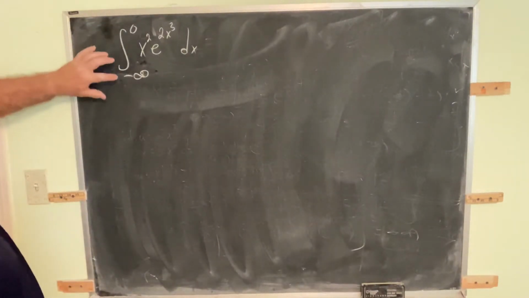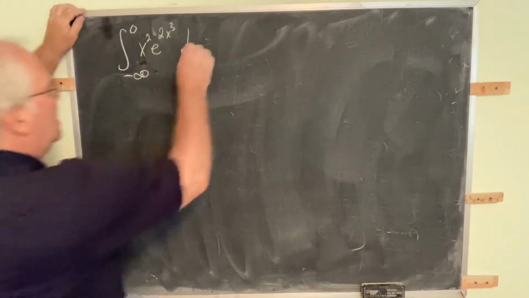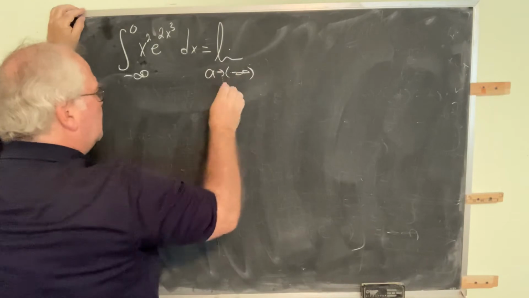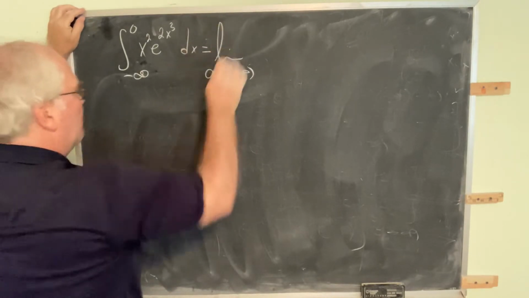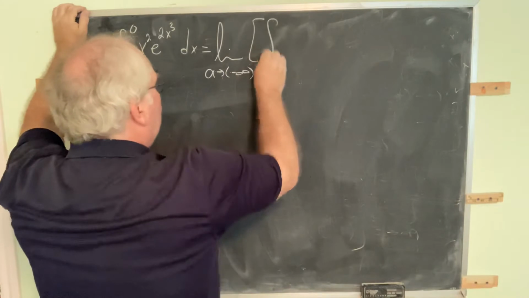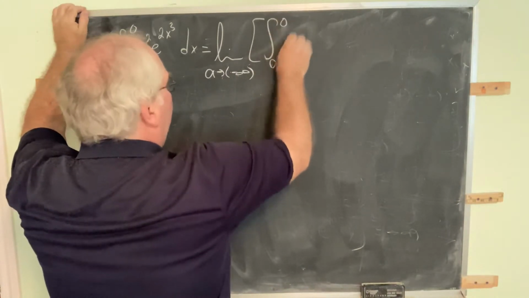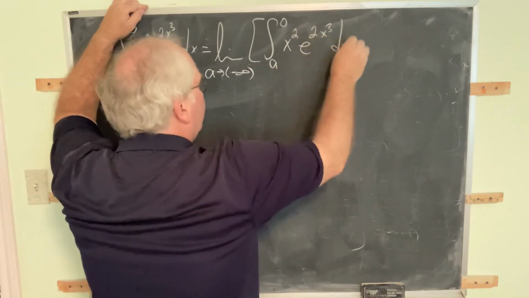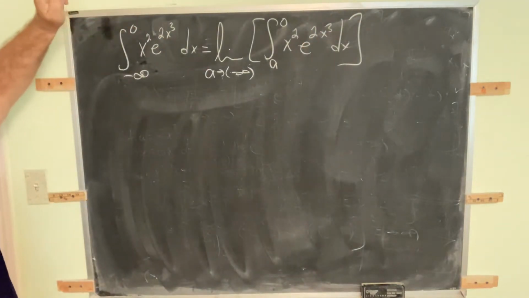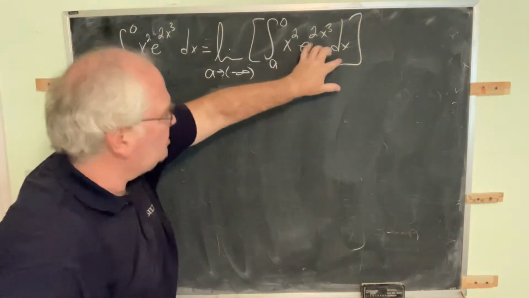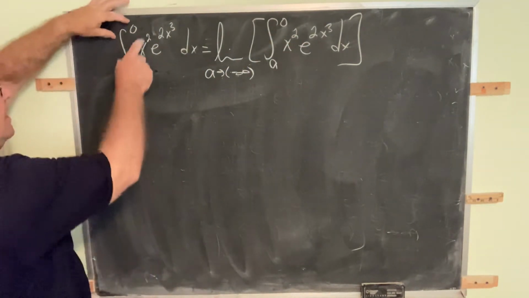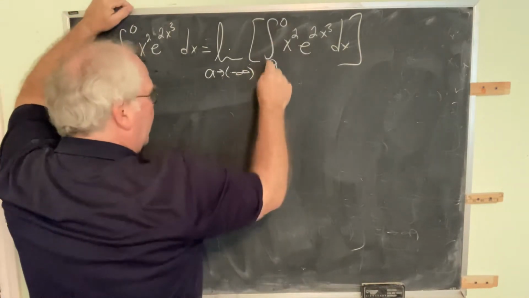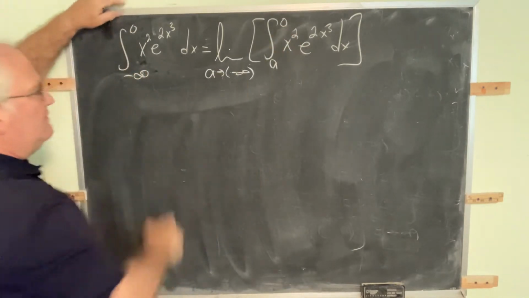So what do we have here? The lower limit of integration is negative infinity, and so we're going to write this as a limit statement. I'm going to use A. I will typically use A for the lower limit of integration, B for the upper limit of integration. Now this is the integral from A to 0 of x to the second, e raised to 2x to the third. So the integrand stays the same, the differential stays the same. All we've done is change the integral from negative infinity to 0 into the integral from a to 0, and then the limit as a goes to negative infinity.